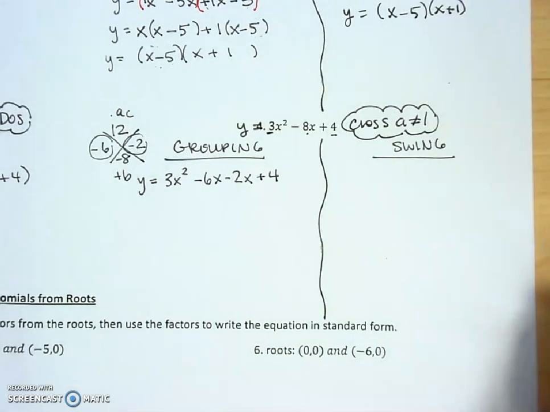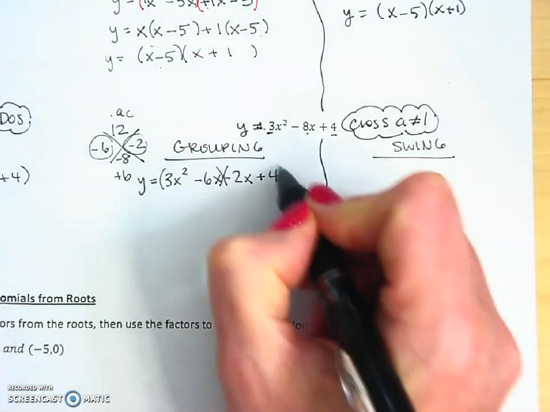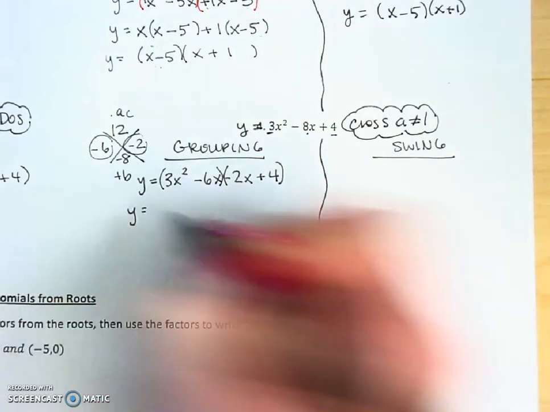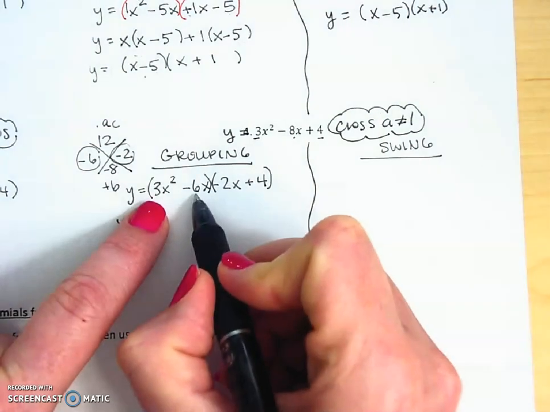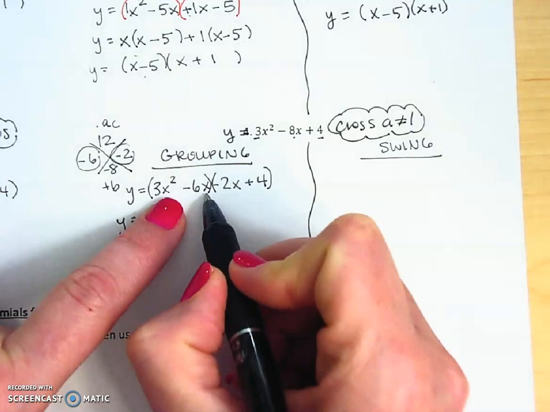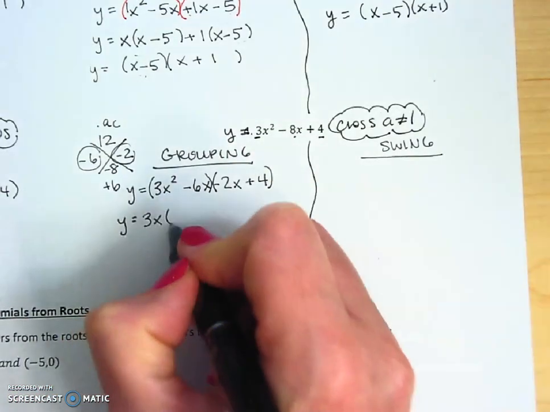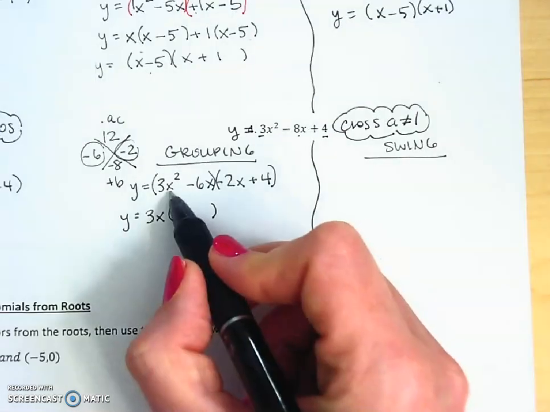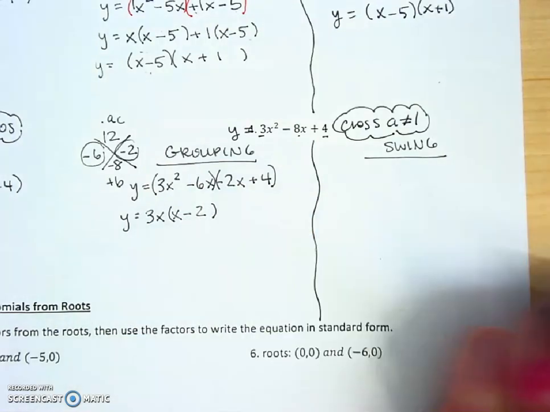And now I do my grouping. Group these two. Group these two. In this first group, 3 goes into both 3 and 6, and x goes into x squared and x. So 3x is my GCF. And after I divide it out of here, I have 1x, and after I divide it out of here, I have a minus 2.